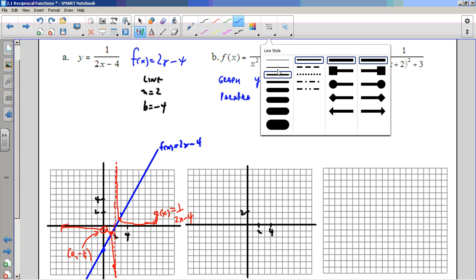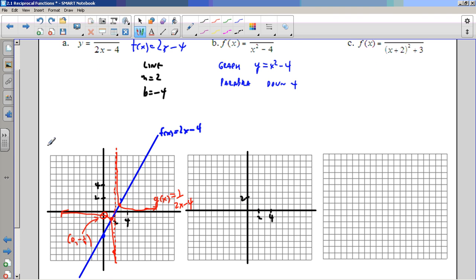So the blue function will be our bottom function, which is a parabola moved down 4, and then the basic parabola shape. It's not stretched: over 1 up 1, over 1 up 3, over 1 up 5, something like that. Same thing on the other side. There's our basic parabola, moved down 4.